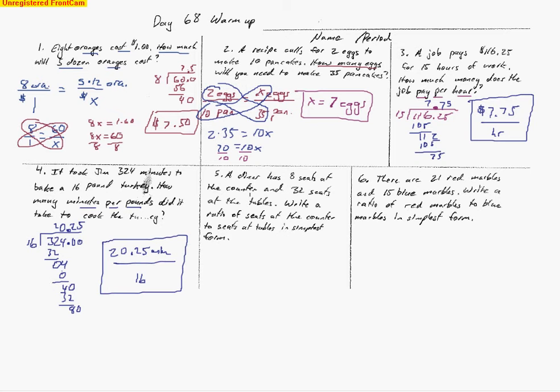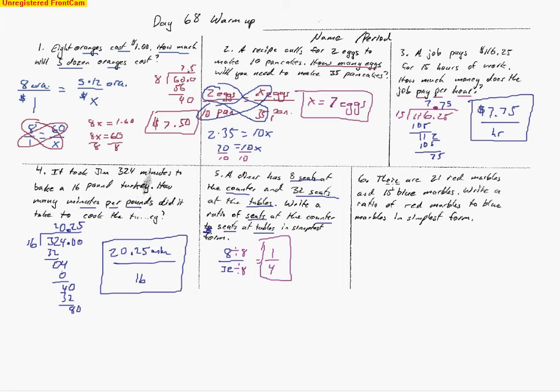Here it talks about a diner has 8 seats at a counter. So that's important. At the counter, it was 8 seats. 32 seats at the tables. Write a ratio of seats at the counter to seats at the tables. So seats at counter to, that's the important thing, seats at tables. So when we set up the ratio, we got to have counter on top. And so 8 at the counter, 32 at the table. And then we reduce the fraction. So I'll take out the common factor of 8, divide them both top and bottom by 8. I'm left with 1 over 4. That is the answer that I'm looking for.